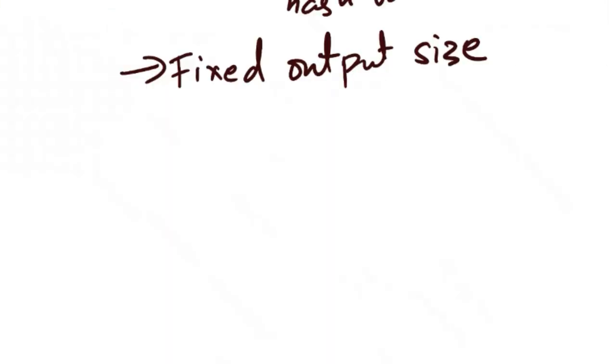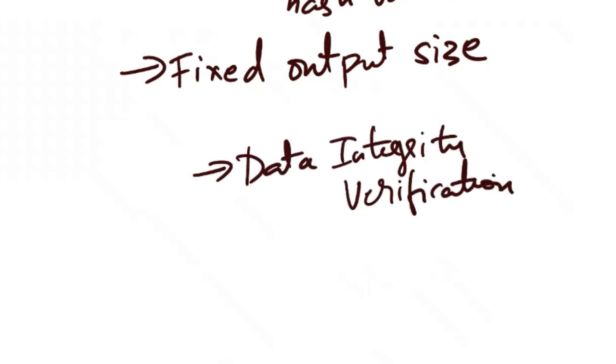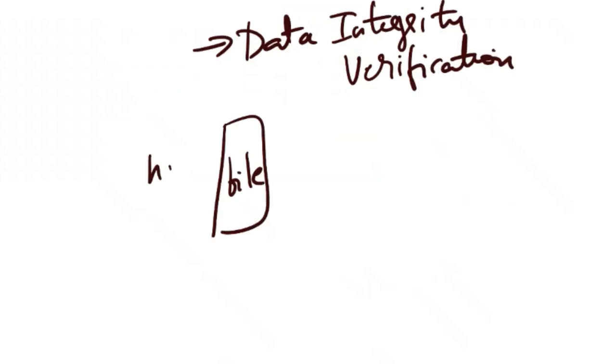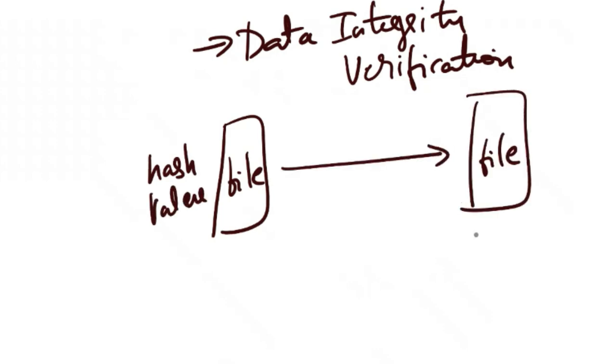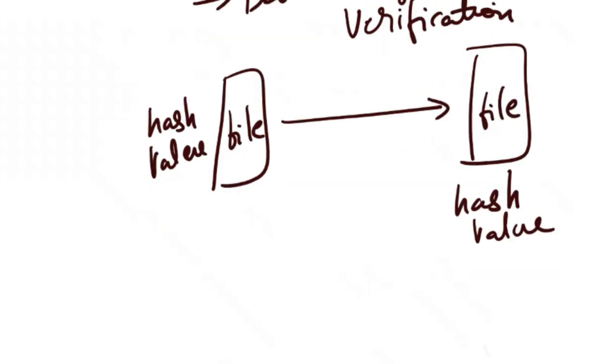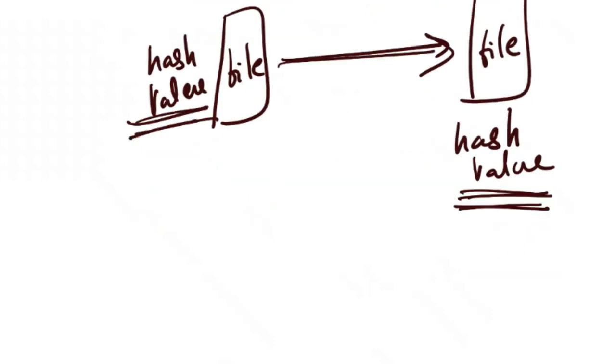Now let's look at the applications of hashing. First one is data integrity verification. Hashing is used to verify the integrity of data by generating a hash value of the original data and comparing it to the hash value of the received or stored data. So there is a file, you generate a hash value for this. Now you send the same file to somebody else, and they generate the hash value of this using the same hash function. If these values are the same, that means the integrity is good.